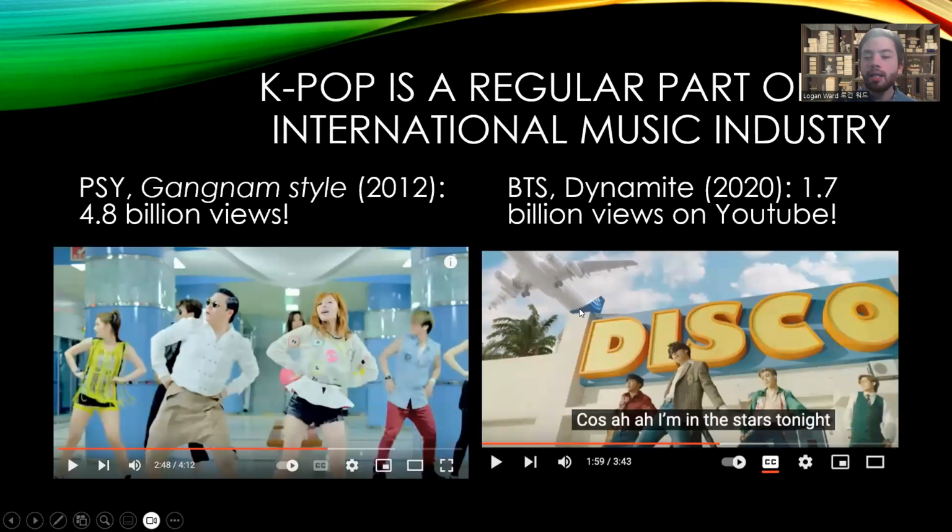And nowadays, K-pop is a pretty normal aspect of the global or international music industry, right? So in the early 2010s, Psy's Gangnam Style became huge. It became the first YouTube video to reach 1 billion views, I think. And now that's pretty commonplace for some K-pop videos. Like BTS Dynamite has over 1 billion views. BTS and Psy, I don't know if Gangnam Style was ever number one, but Dynamite was number one in the US for a while when it came out. So it's pretty normal now.